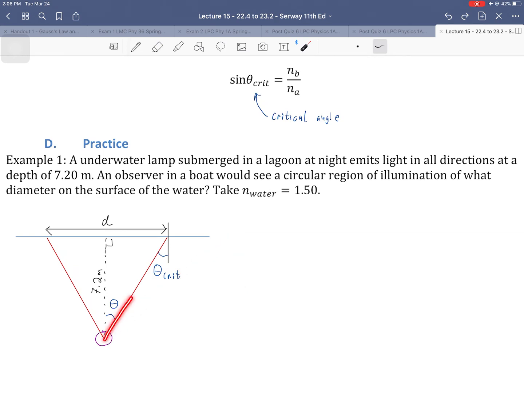At exactly the critical angle, the light would come up like this, and then it would get transmitted exactly at 90 degrees. For a steeper angle, like the one shown here, the light comes up and then comes back down into the water, because that's an angle greater than the critical angle, and so the light is being reflected completely. So the illuminated region that someone above the water would see would just be a circle of light with a diameter that we're going to solve for.